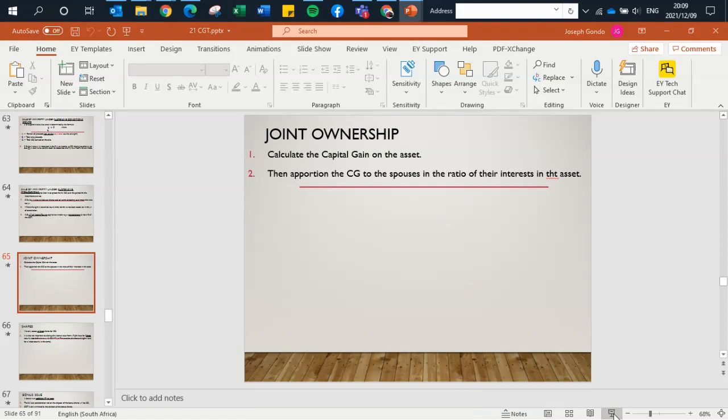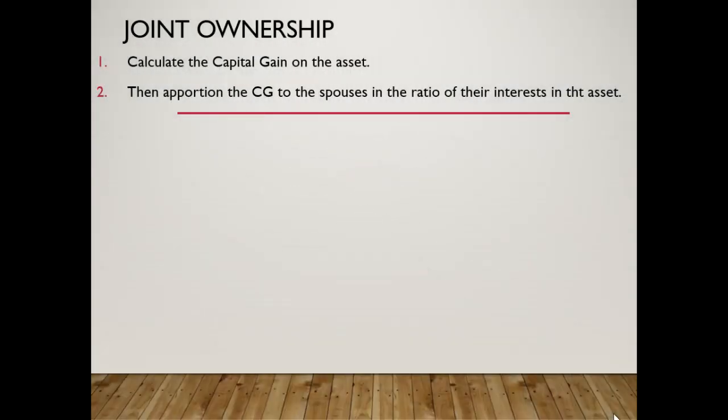So we said we sometimes might have cases where we have a specified asset, we are selling the specified asset, and we are going to suffer capital gains tax, but the asset is jointly owned. In cases where we have a marriage in community of property, that means we jointly own every asset. So in such cases, who is liable to pay tax?